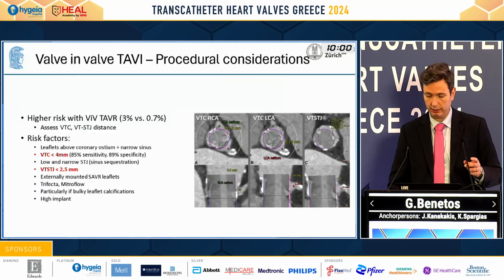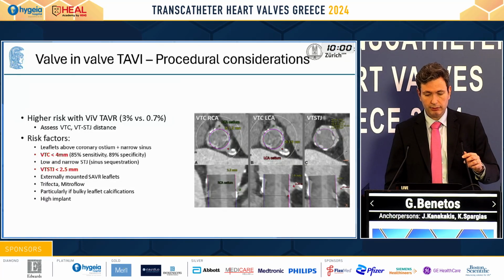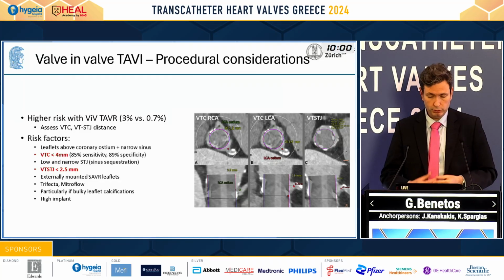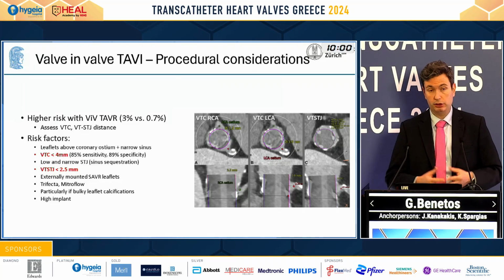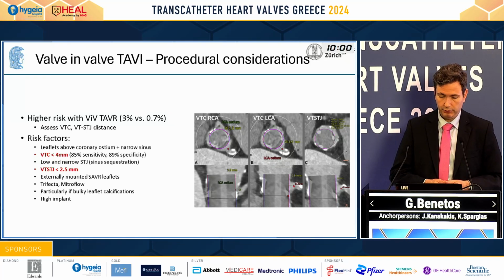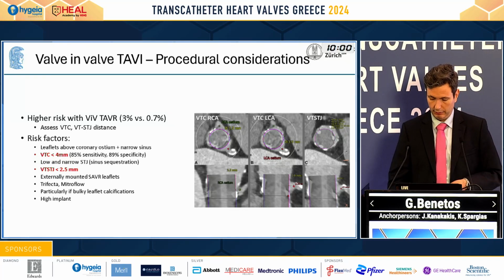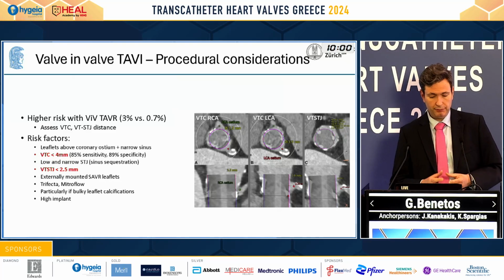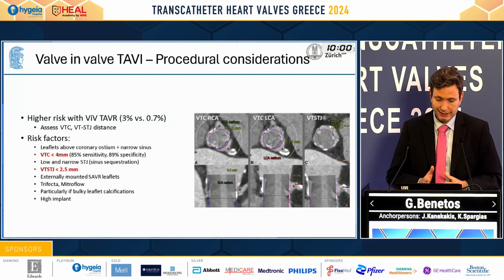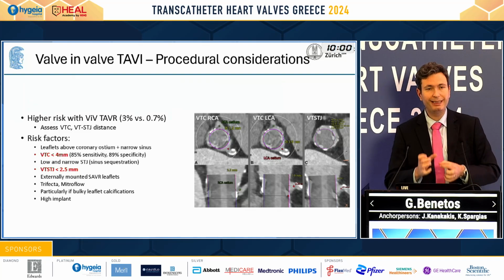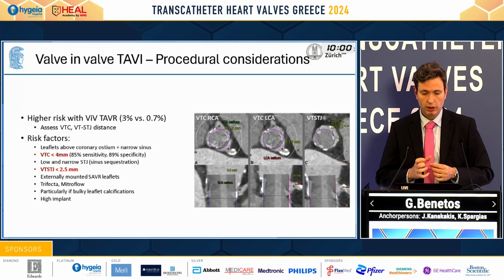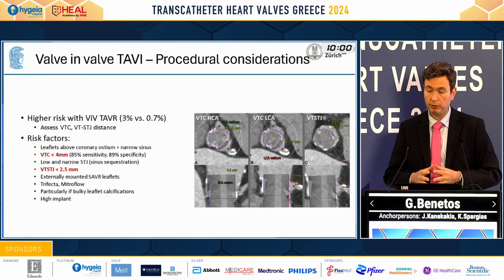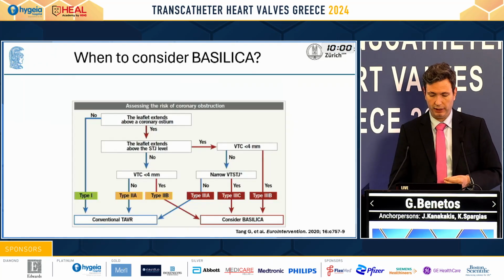a transcatheter under-expansion. Now some data regarding the valve in valve, what we have to pay attention to. There's of course a higher risk with valve in valve for coronary obstruction. The most important risk factor is the virtual valve to coronary distance less than 4 millimeters, and a very narrow sinotubular junction, with virtual valve to sinotubular junction distance less than 2.5.